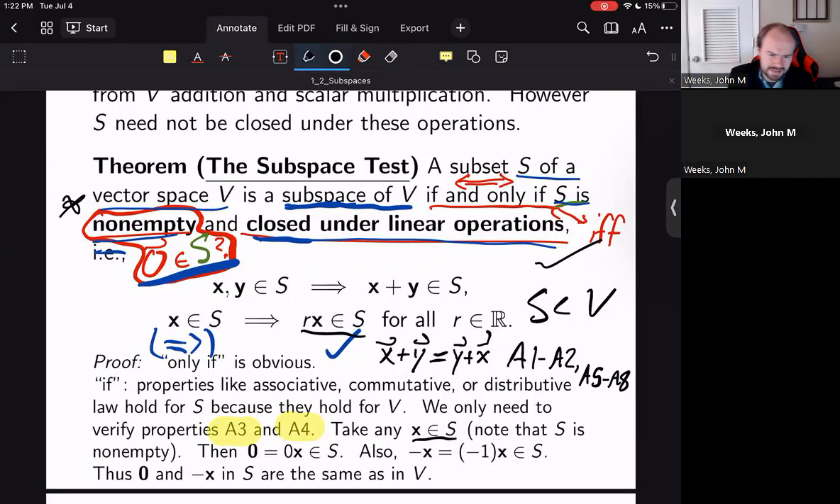Well, what is 0 times X? We know from our previous video that that's equal to the 0 vector. So 0 is inside of our set. So 0 is in S. Great news. We've got 0. That's A3 satisfied. Checked. Good to go.